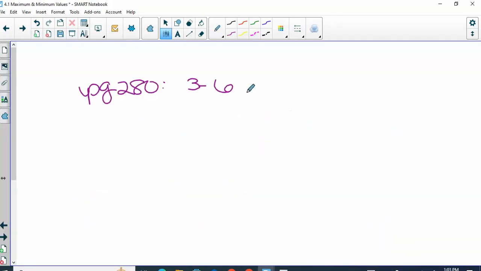6, 31, and 37. So 3 through 6 are looking at graphs and telling me the maxes and mins from the graph itself. 31 and 37 are just finding critical points. You don't have to find the maxes and mins yet. We're going to practice more of those tomorrow. So just a couple with looking at graphs and a couple finding maxes and mins.